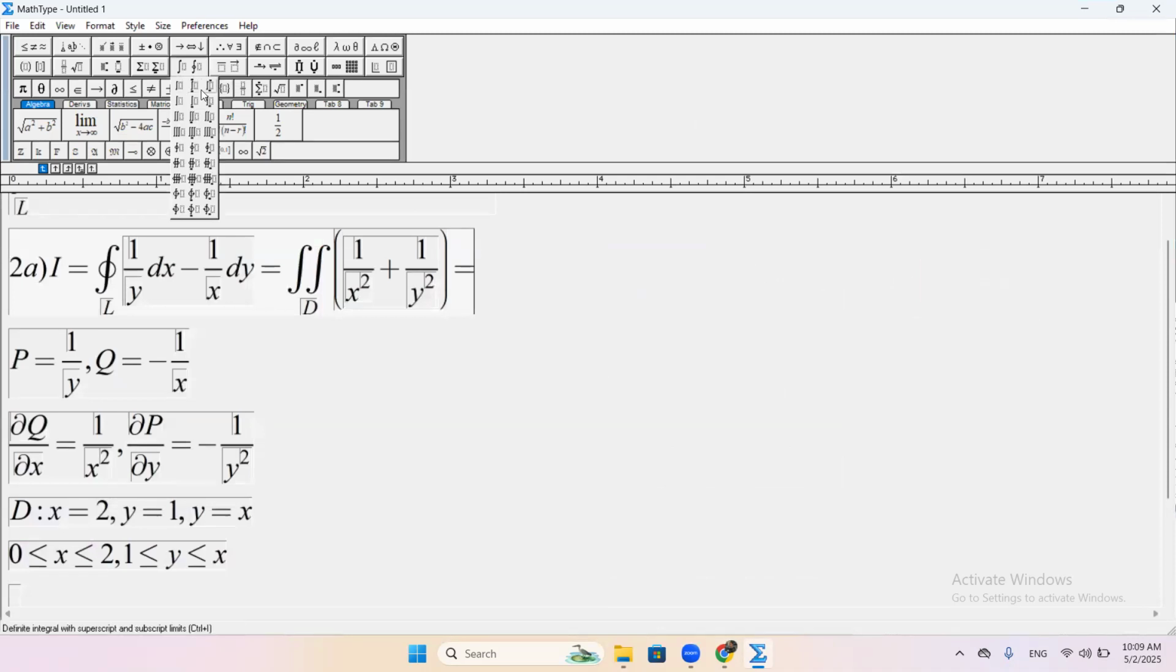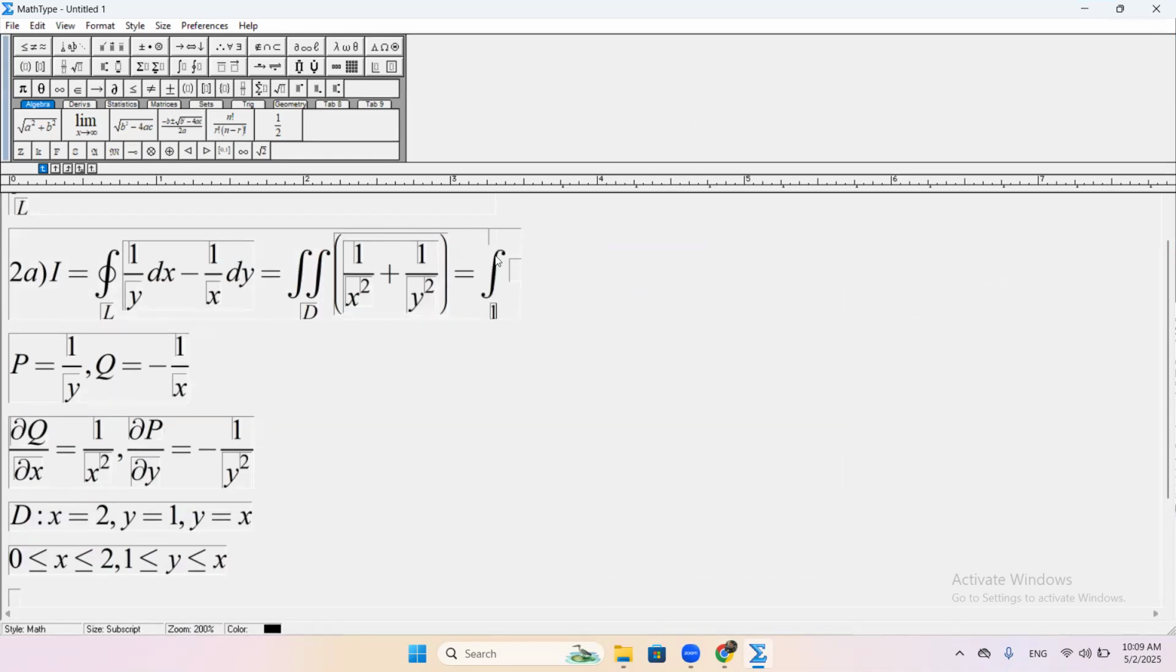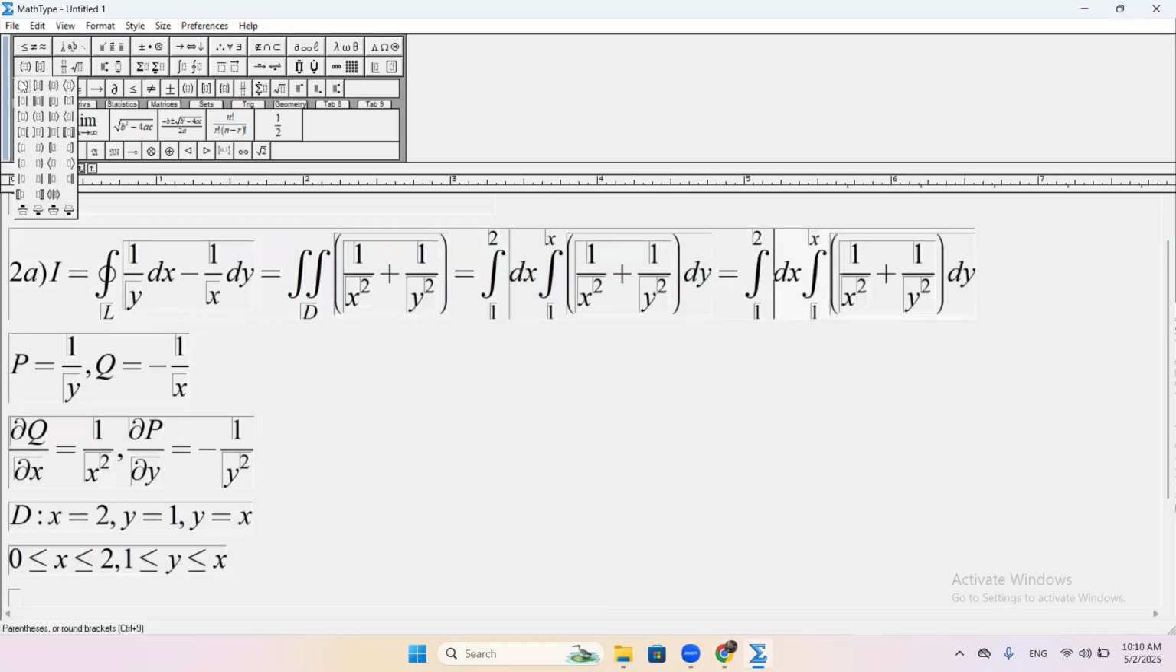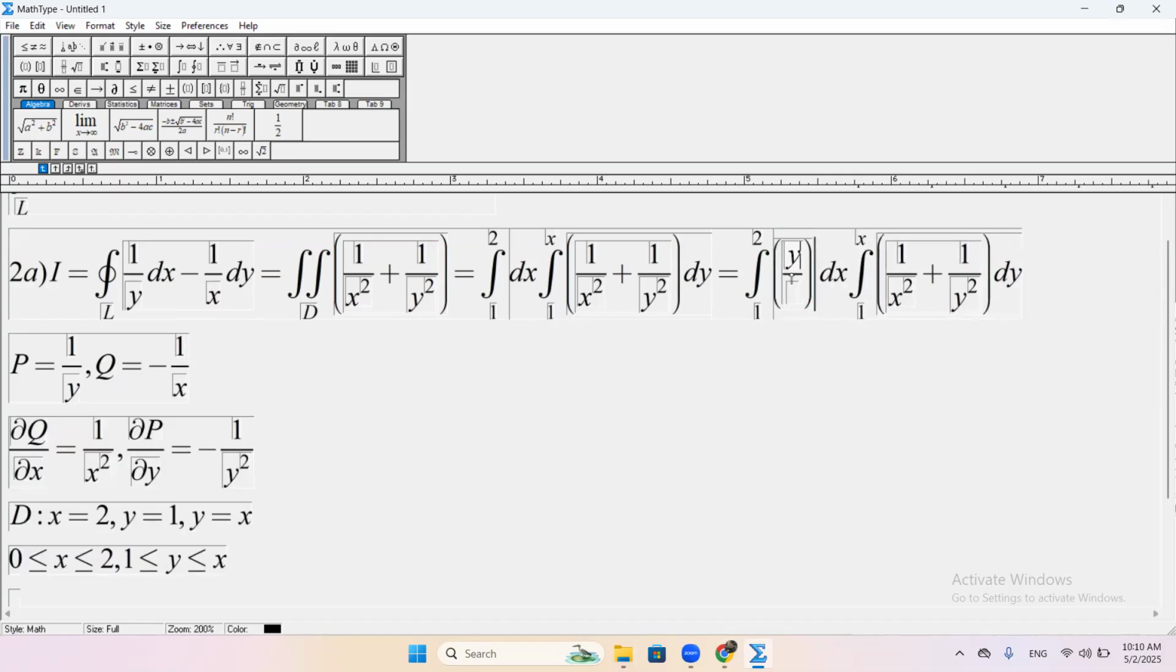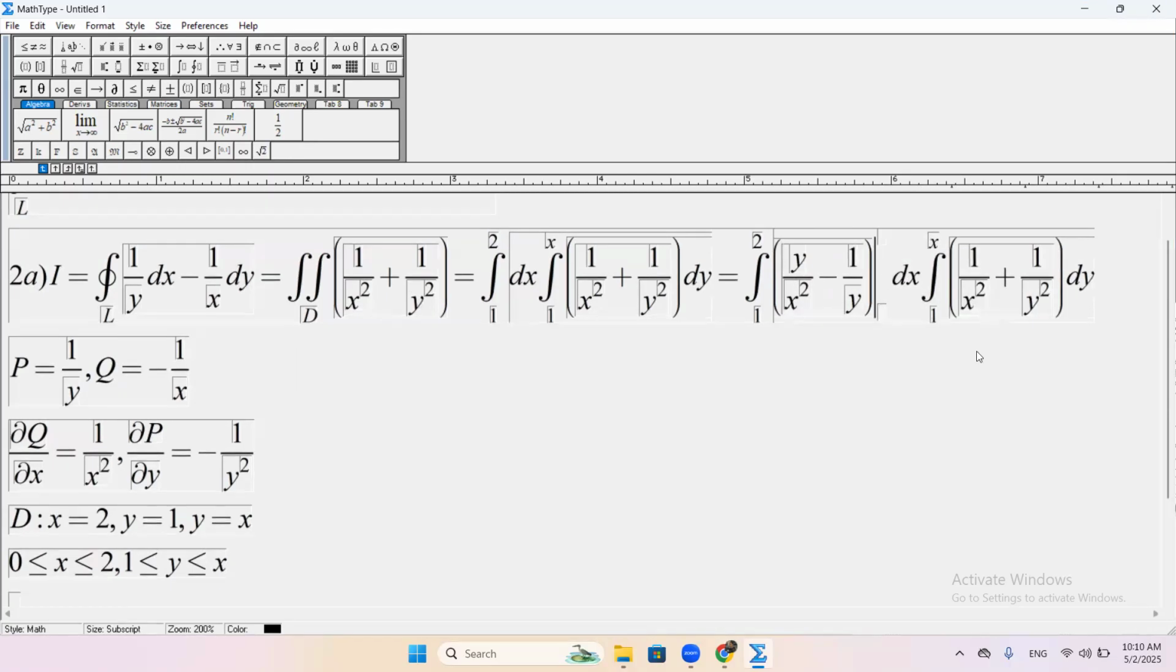So let's write down this integral, the repeated integral. So 1 over 2, from 1 to 2 dx, and from 1 to x, this expression dy. Okay, calculating the inner integral. So what do we receive here? y over x square minus 1 over y, with the substitutions from 1 to x.